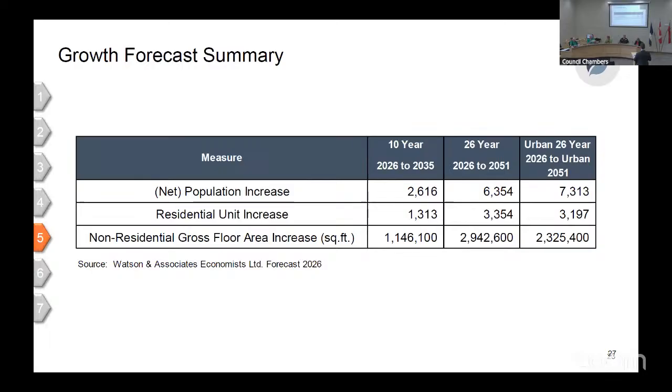Okay, so getting into the numbers of the background study, in terms of a growth forecast we're looking at about 2,600 people over the next 10 years in about 1,300 units and about 1.15 million square feet of non-residential floor space. Over the longer term to 2051, about 6,254 people, 3,354 units, and just under 3 million square feet of non-residential floor space. We also separately categorize the urban area, and this is used for the water and wastewater calculations. So about 7,300 people, 3,200 units, and about 2.3 million square feet of floor space.